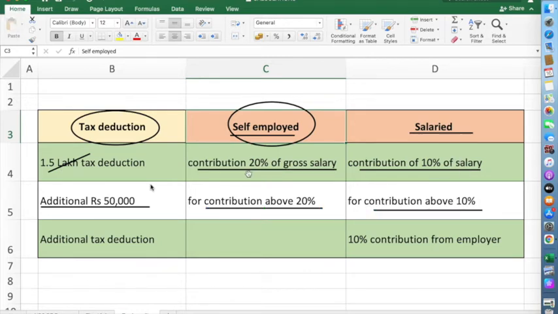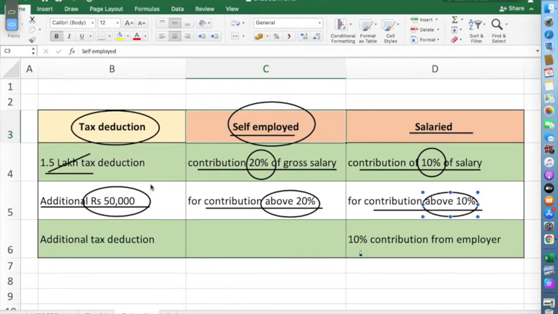10% for salaried. So, if a self-employed person is contributing up to 20% of his salary, then he gets a tax deduction up to 1.5 lakh. And a salaried person up to 10% if he is contributing to NPS, then he gets 1.5 lakh. And this Rs 50,000 additional can be availed if a self-employed person contributes above 20% of his salary, and for a salaried person if he contributes above 10% of his salary.